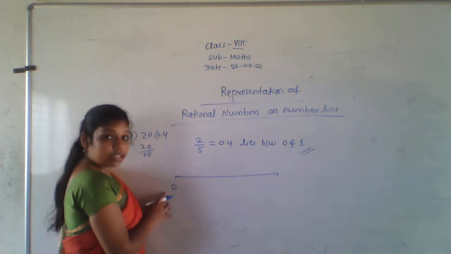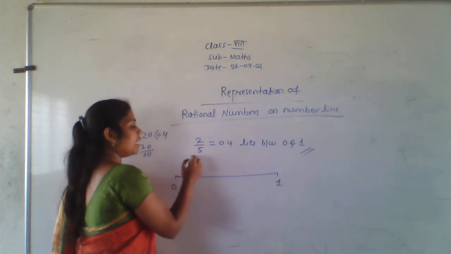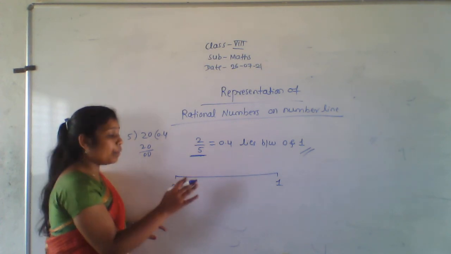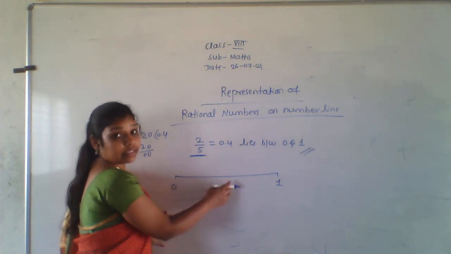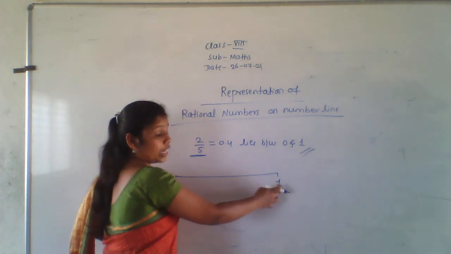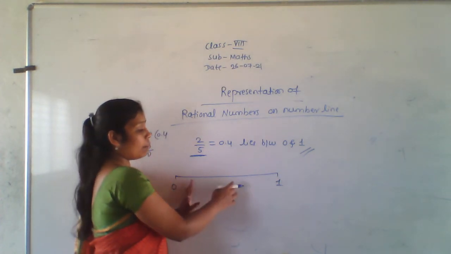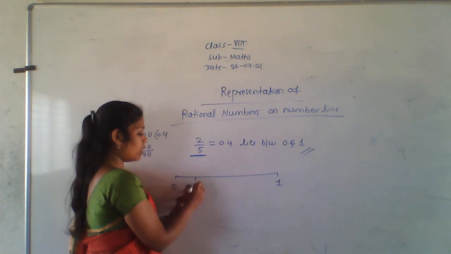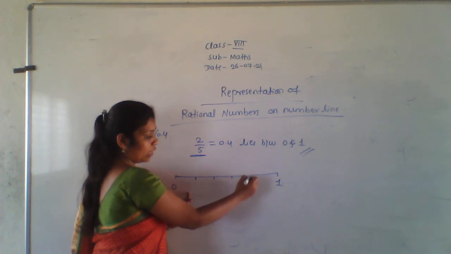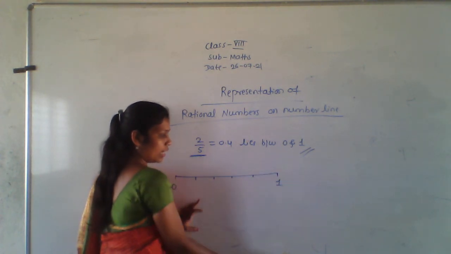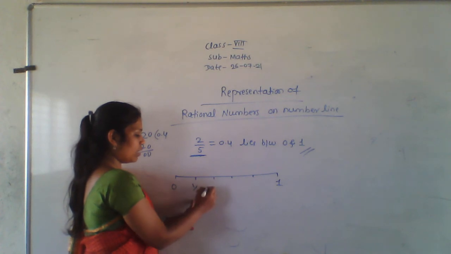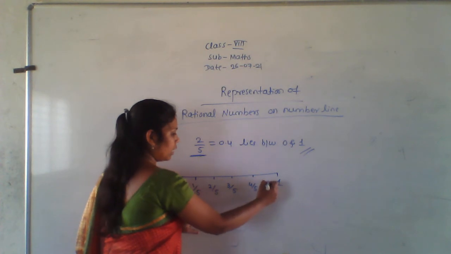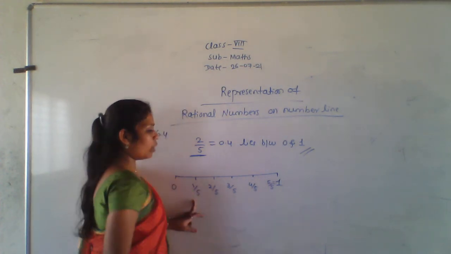So here take only 0 and 1. In the denominator, what is the number here? In the denominator we have a 5. Then we have to make 5 equal parts, including the 1. Then the first value is here, 1, 2, 3, 4, and this will be the 5. So here 1 by 5, 2 by 5, 3 by 5, 4 by 5, and here it will be 5 by 5, that is nothing but 1.